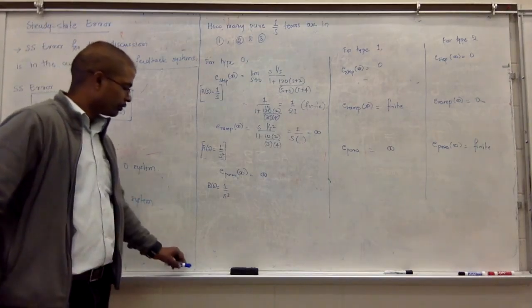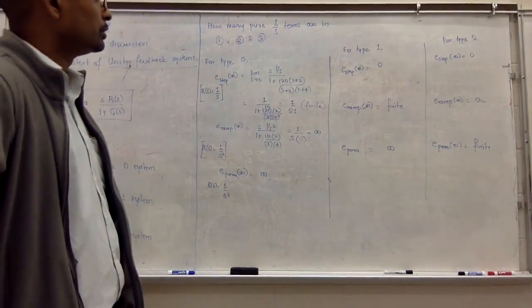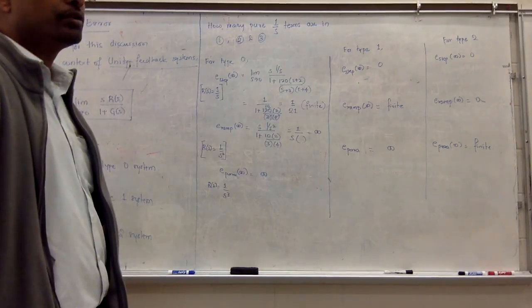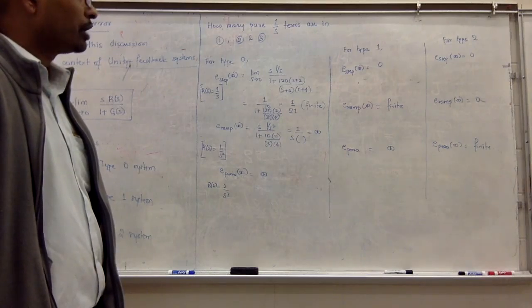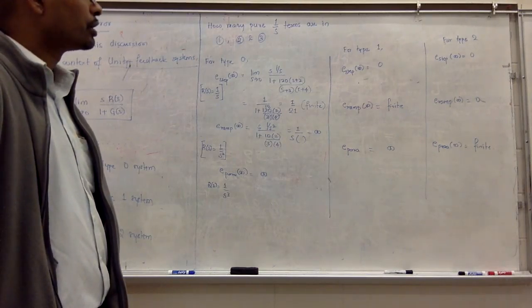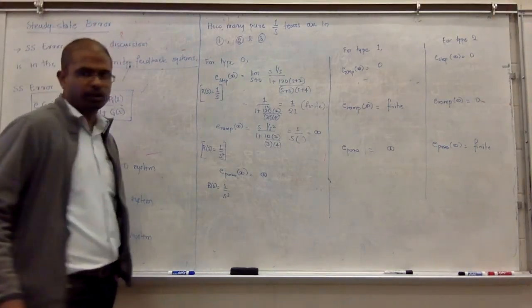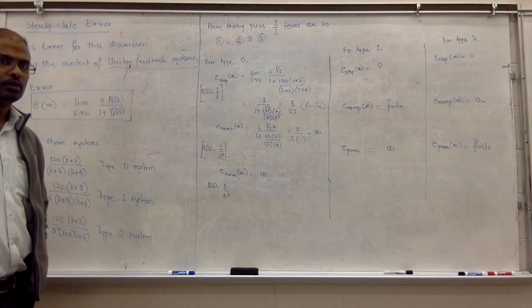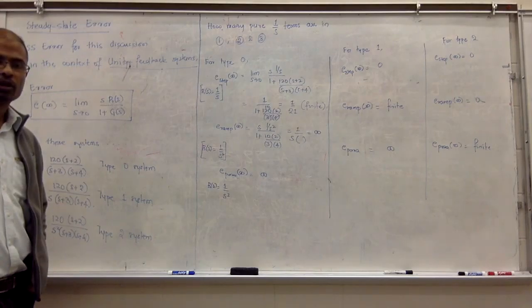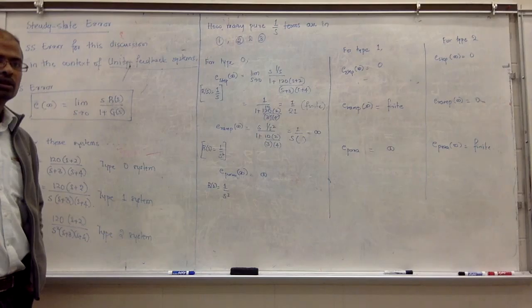So you see, for each of these system types, there is only one input which will yield a finite steady state error. From an exam point of view, what you need to know is, you'll be asked to find the steady state error, and the input will not be given. Then what are you going to do? You have to determine what the system type is, and accordingly use the appropriate input.